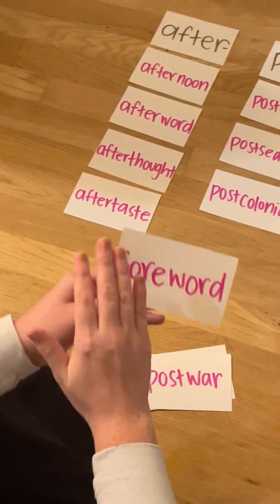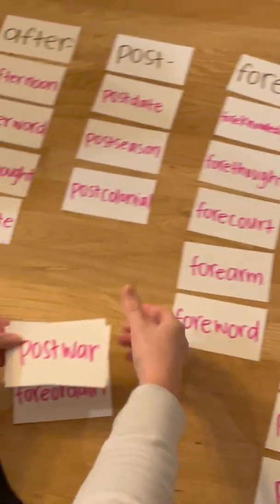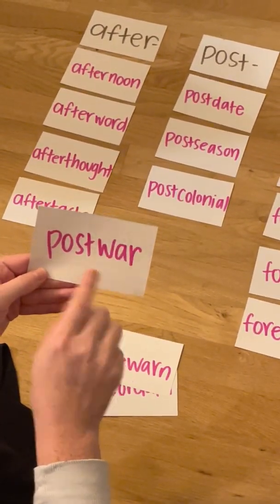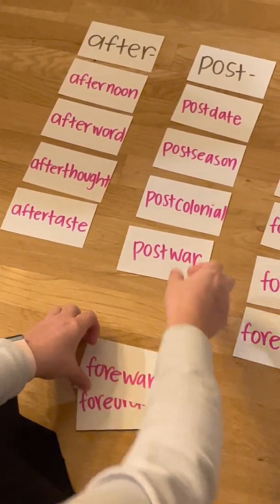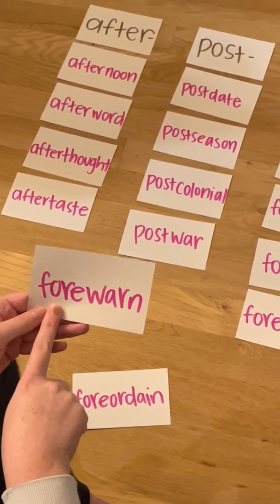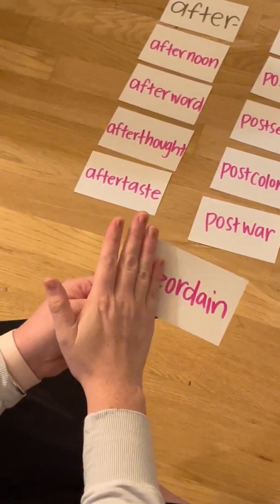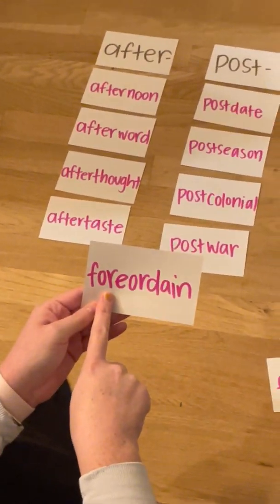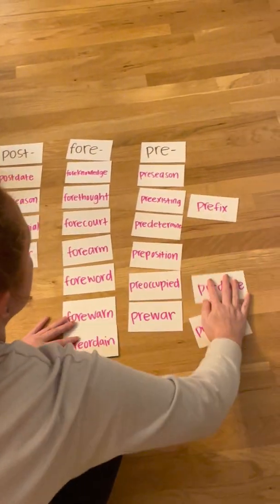Now I have forward. My base word is word. My prefix is fore. I also have postwar. My base word is war. My prefix is post. Forewarn. My base word is warn. My prefix is fore. And foreordain, my base word is ordain. My prefix is fore. So now that you have sorted, these are part of the pre category.